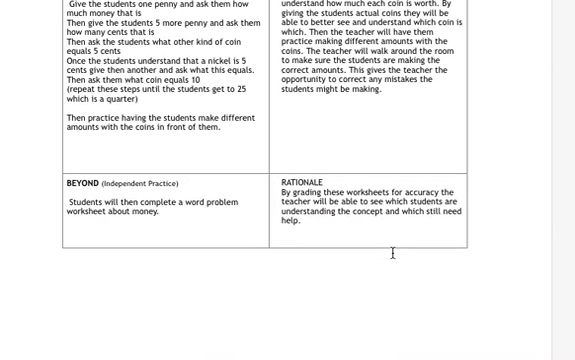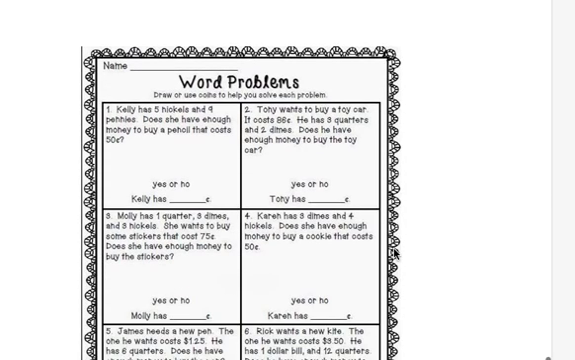And then for their independent practice, they will complete a word problem worksheet about money. They will have the coins already, and they can use those as their manipulatives in the worksheet if they so choose. And here is what the worksheet looks like. You can see the first question is that Kelly has 5 nickels and 9 pennies. Does she have enough money to buy a pencil that costs 50 cents? So they have to add what is 5 nickels and 9 pennies, put that there so Kelly has this amount of cents, and then answer the question, is that enough money to buy that pencil? And so on and so forth.